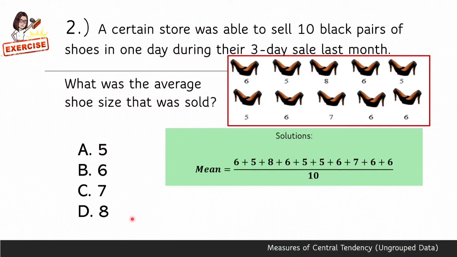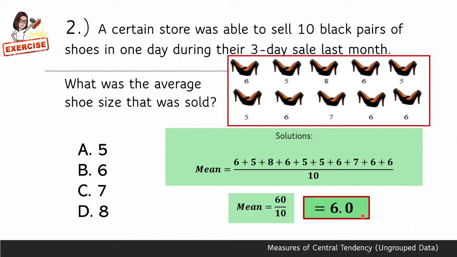So, this is our solution. You have to add all the numbers, the 6, 5, 8, 6, 5, 5, 6, 7, 6, 6. And then we have to divide them by 10. So the total would be 60, and dividing it by 10, we will get 6, 6.0 or 6. Therefore, our answer is letter B. Did you also get it correctly? Very nice!